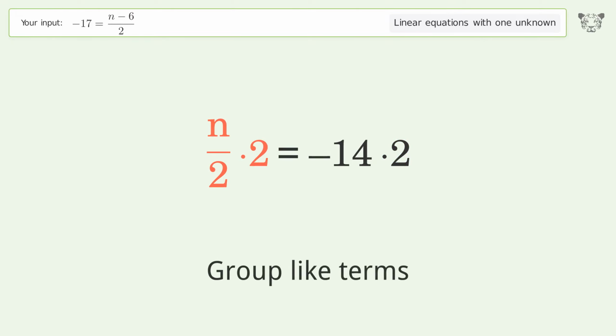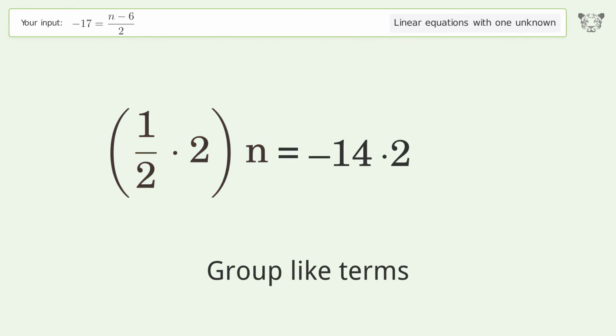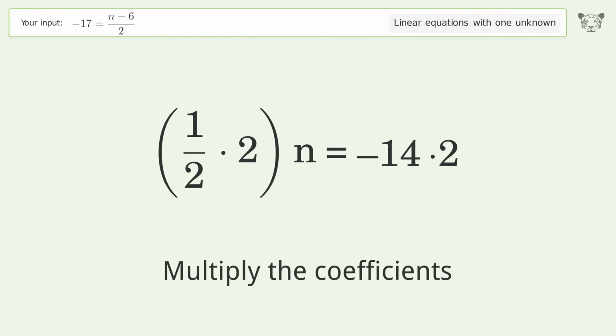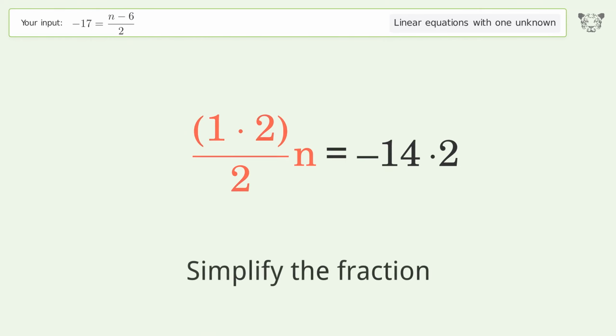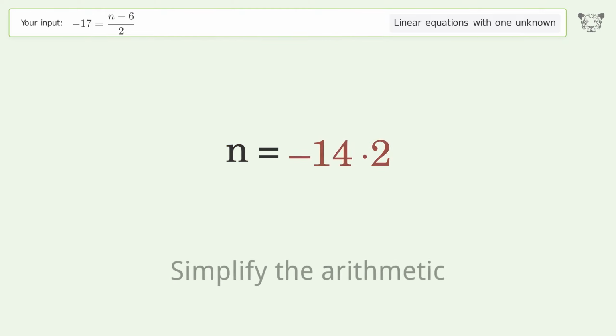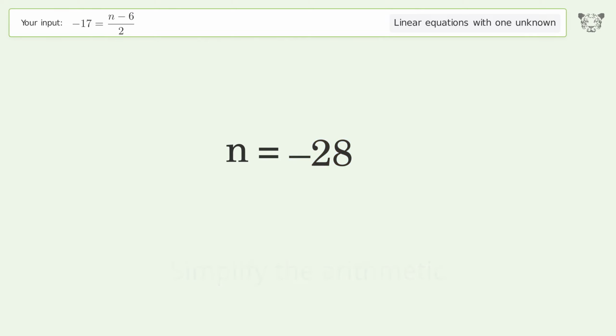Group like terms. Multiply the coefficients. Simplify the fraction. Simplify the arithmetic. And so the final result is n equals -28.